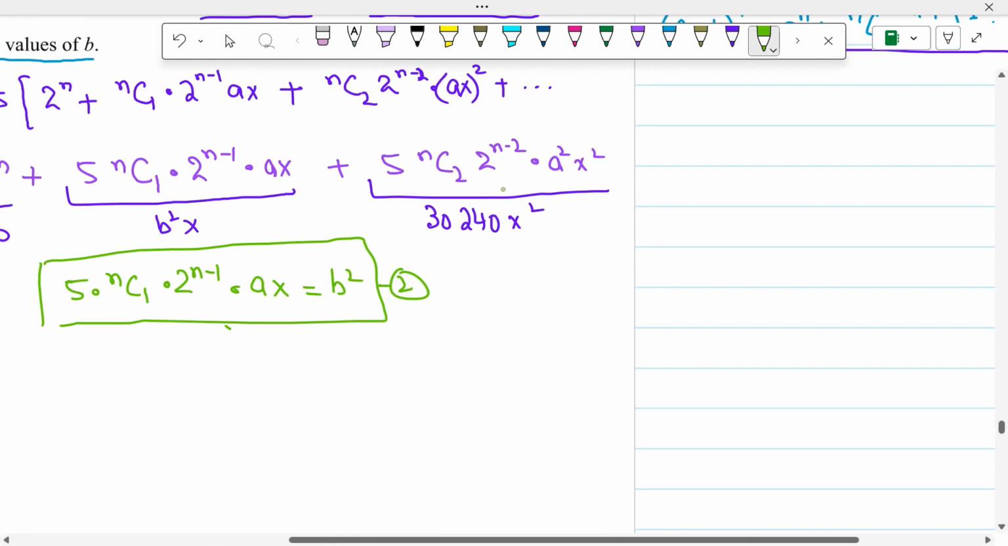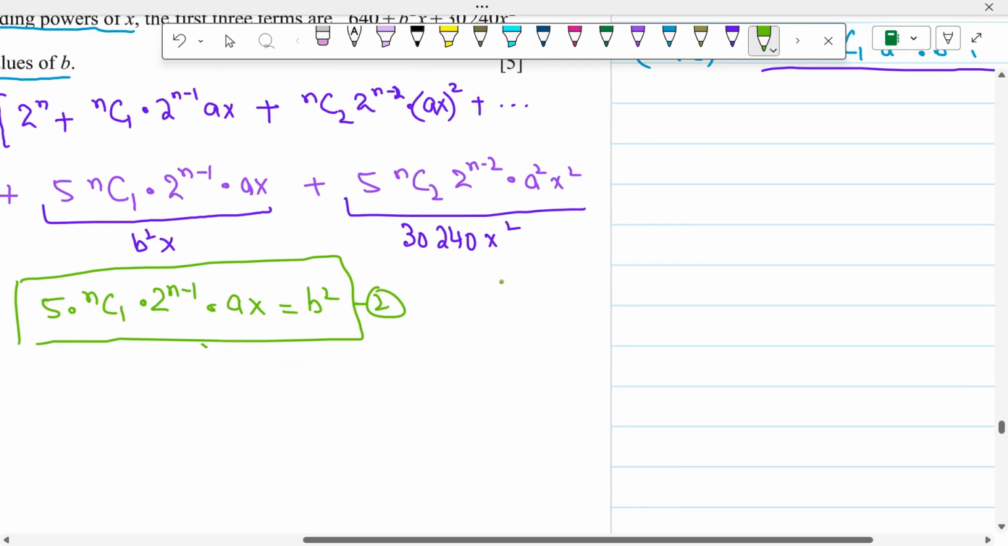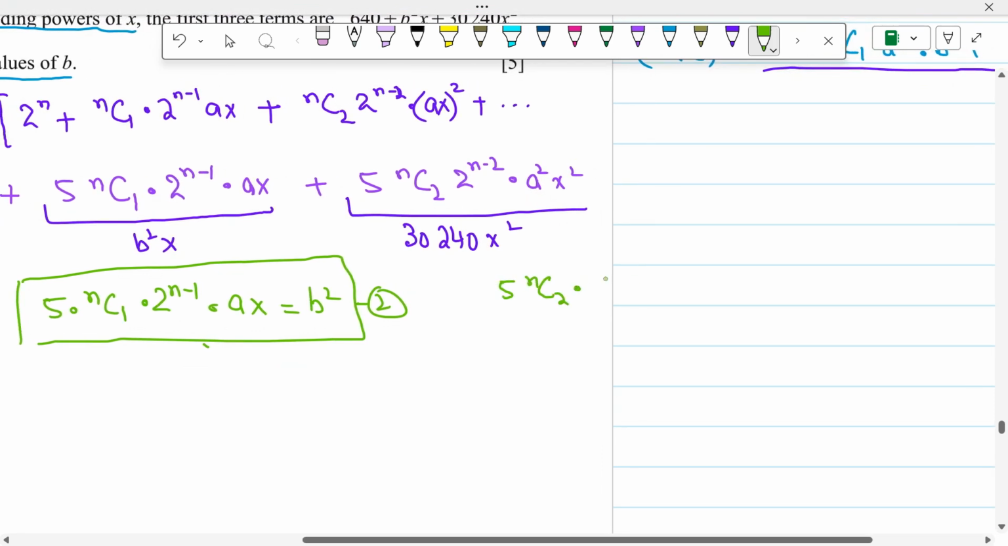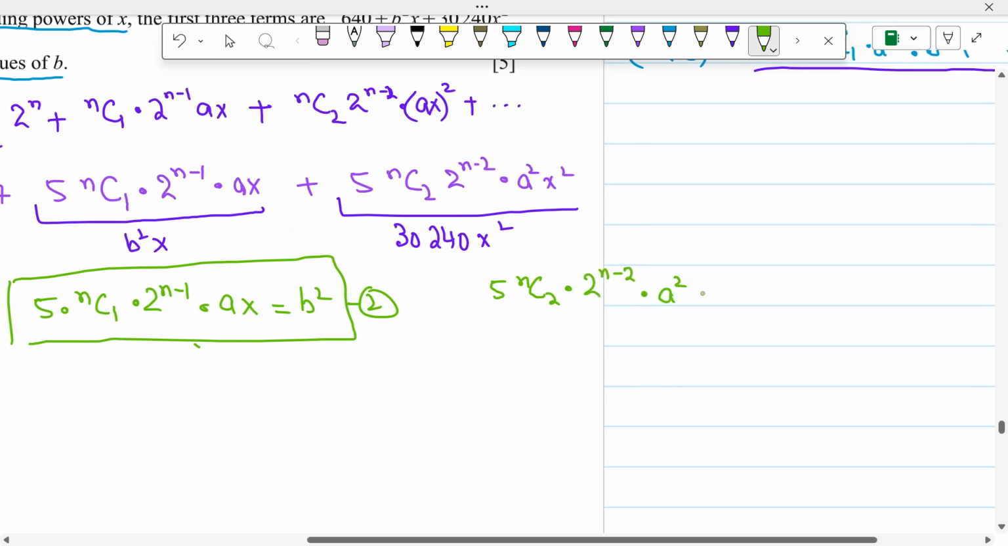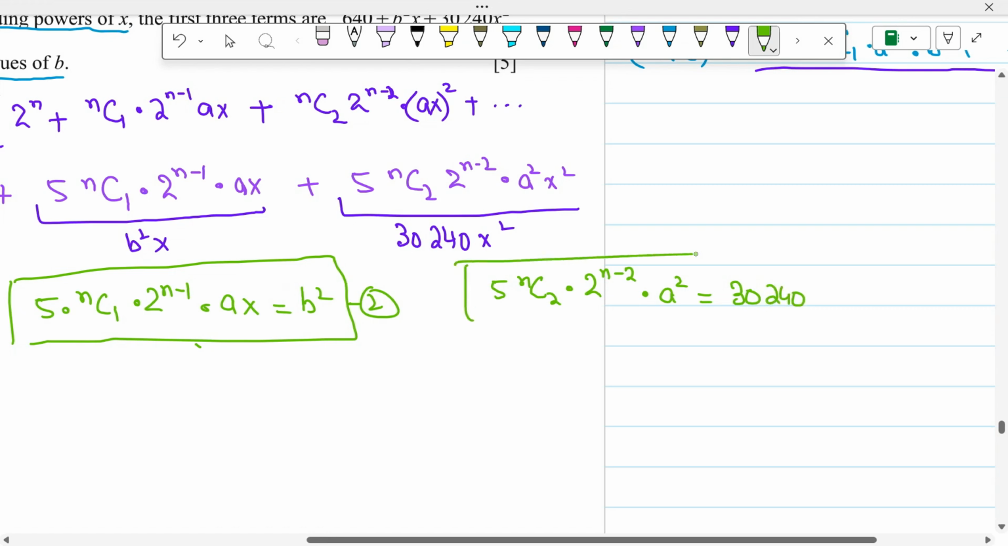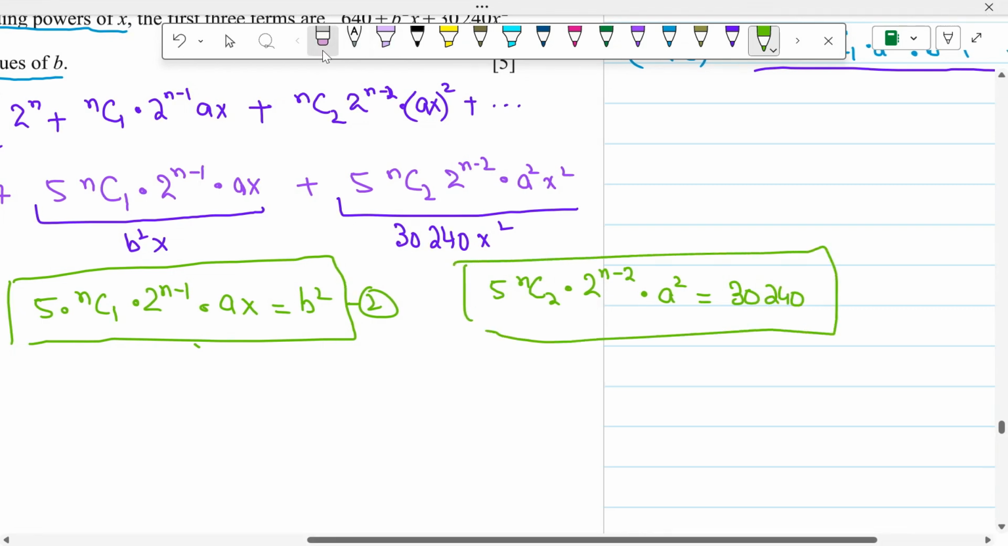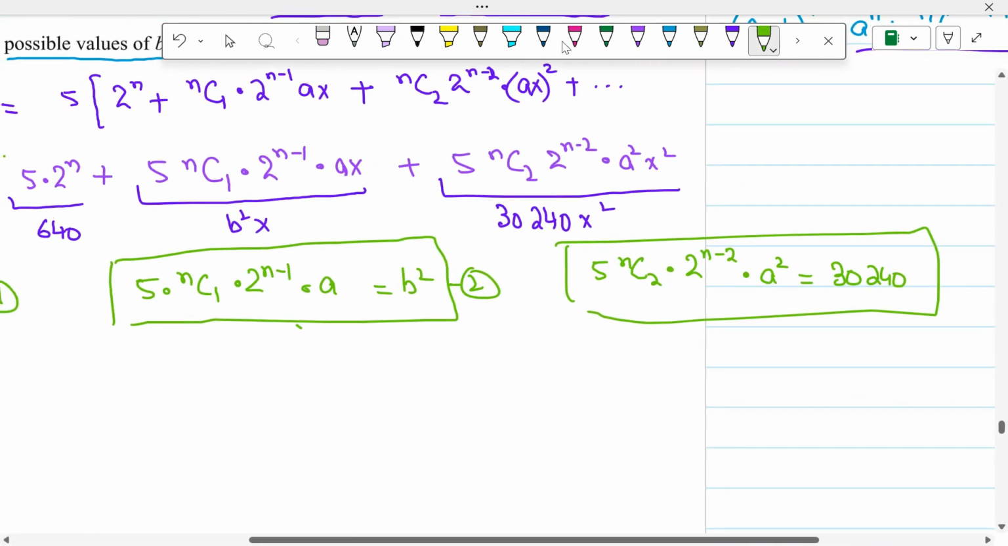Similarly, when we compare the coefficient of x², it will be n combination 2 times 5^(n-2) times a² is equal to 30,240. I made a mistake, I should erase this x, because we are just comparing the coefficients.